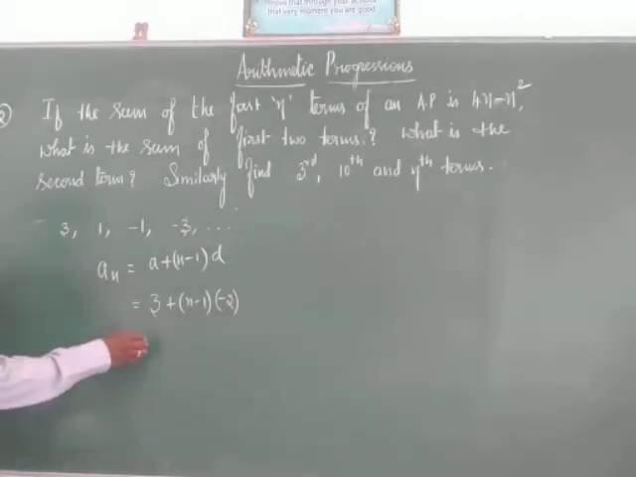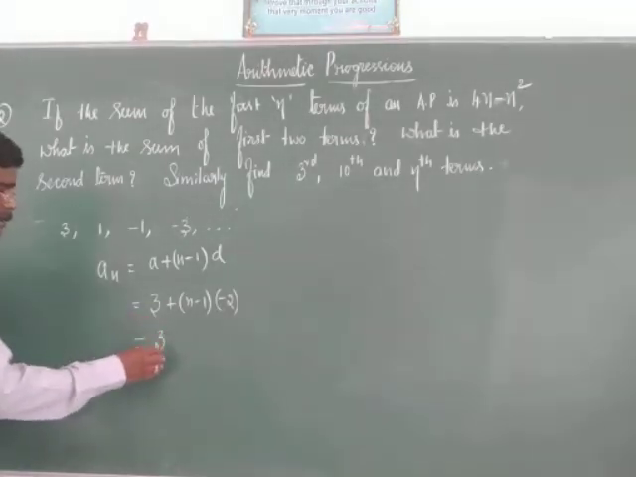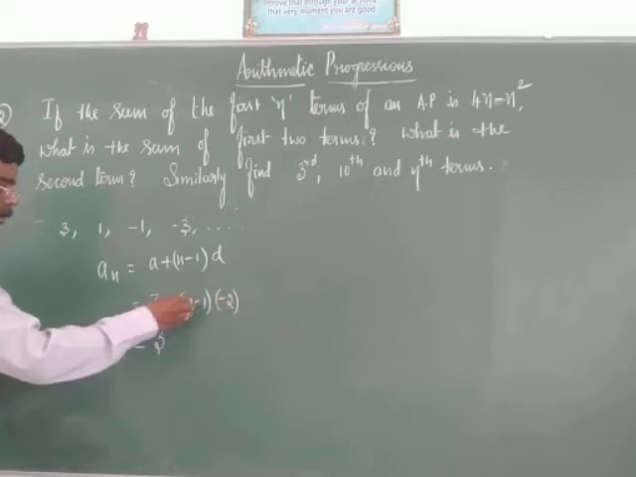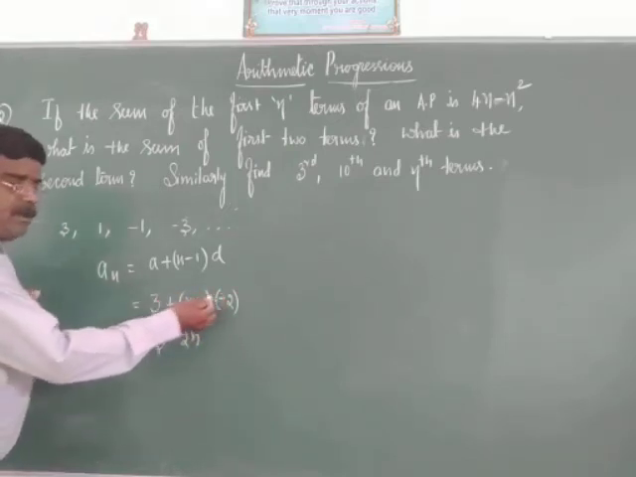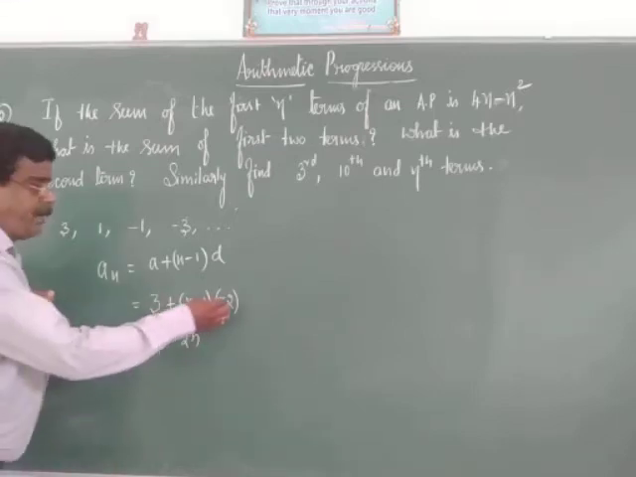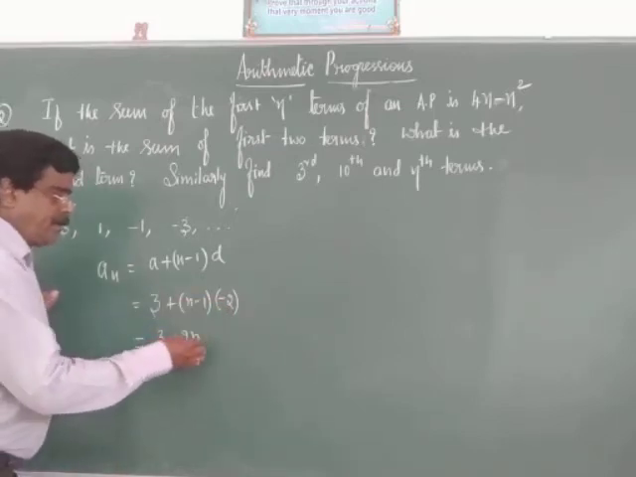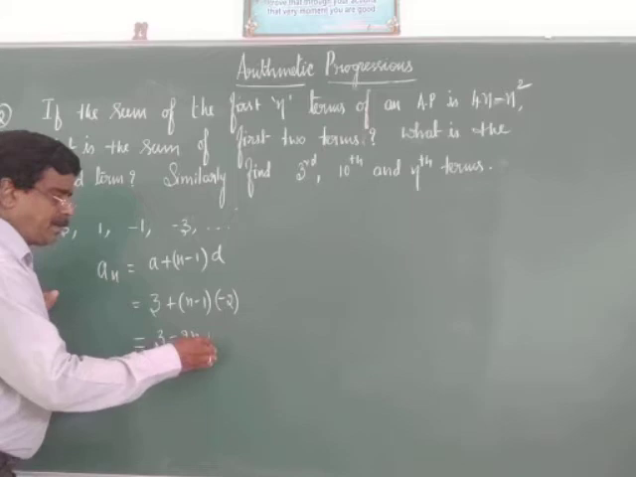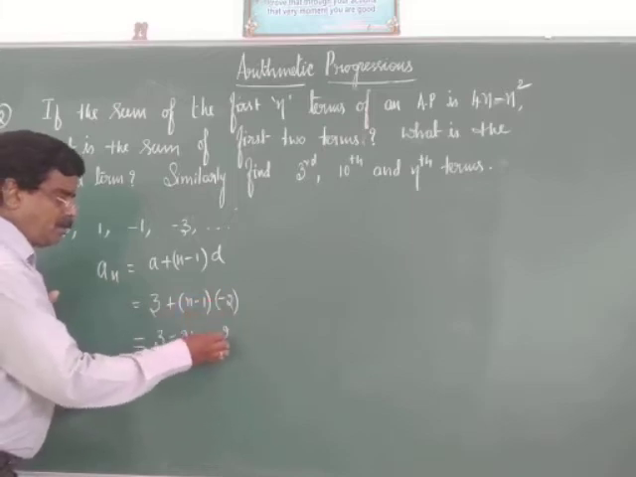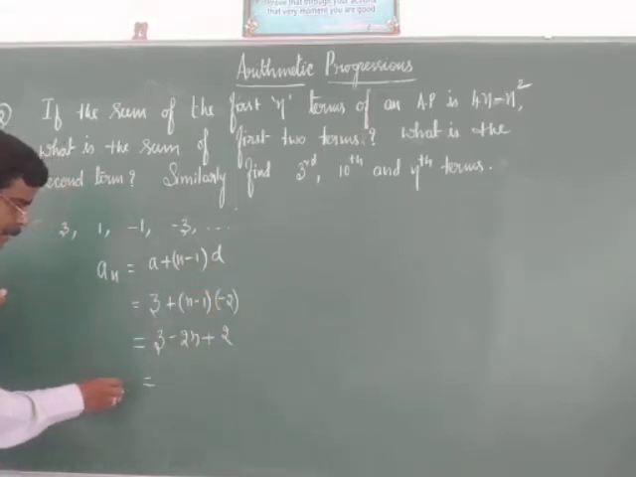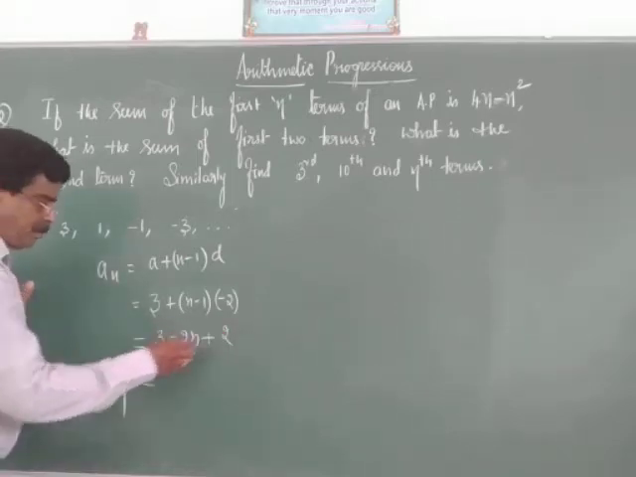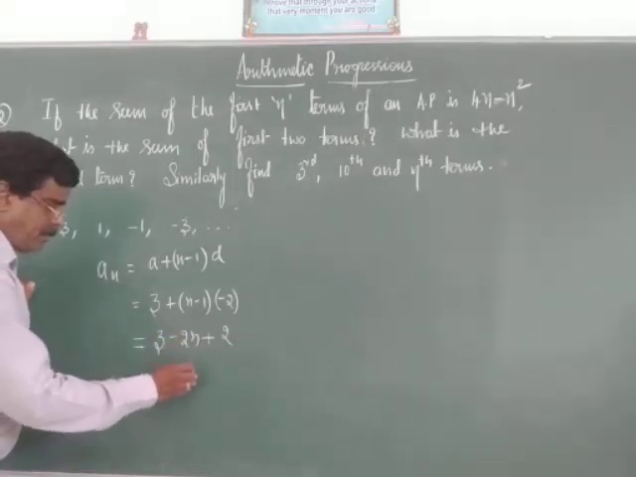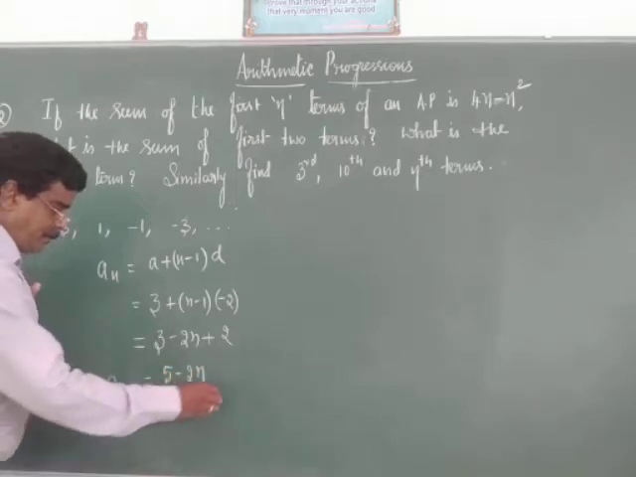So the next step, what will you get? 3 as it is. See, minus 2 into n means it is minus 2n. Be careful about the sign, children. Minus 2 into n is minus 2n. Then minus into minus, plus 2 into 1 is 2. So ultimately what will you get as the nth term? An is equal to 3 plus 2, it is 5, minus 2n.